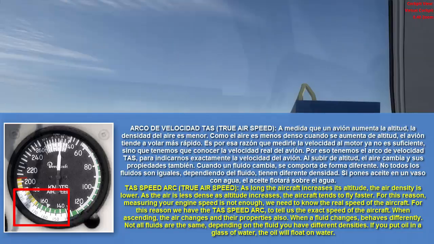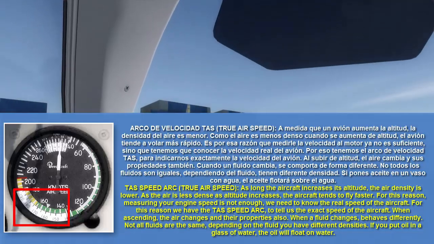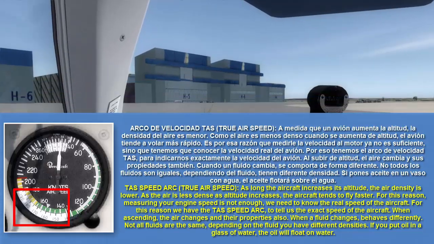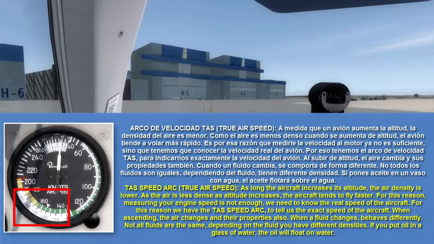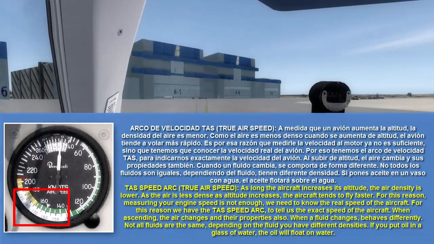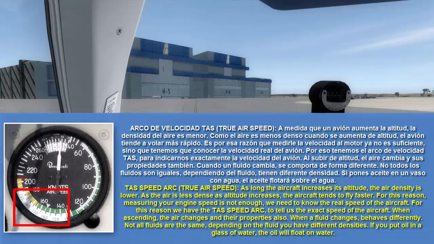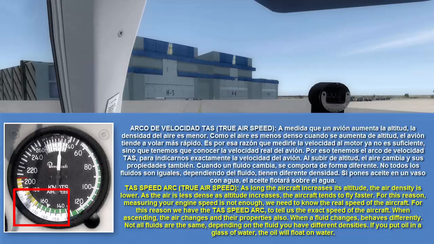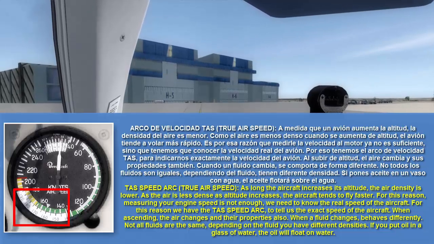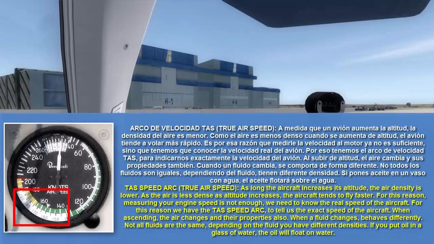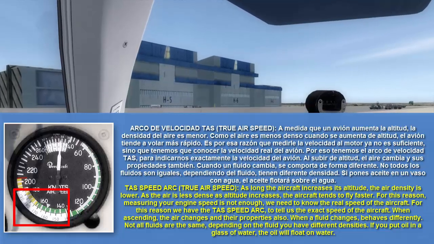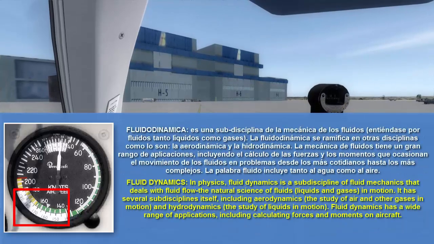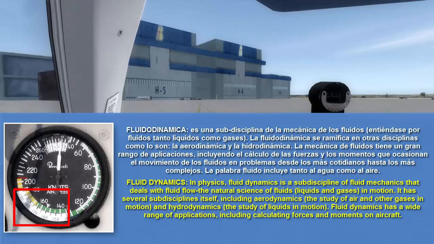We'll also be talking about the anemometer, and about the TAS speed arc, the true airspeed. Very important to keep in mind is that as the aircraft increases its altitude, the air density is lower. As the air is less dense with increasing altitude, the aircraft tends to fly faster. So 140 knots on the ground is not the same as 140 knots at high altitude. For that reason we need the true airspeed, because the aircraft tends to fly faster at higher altitudes.